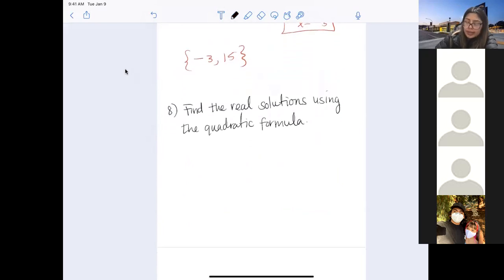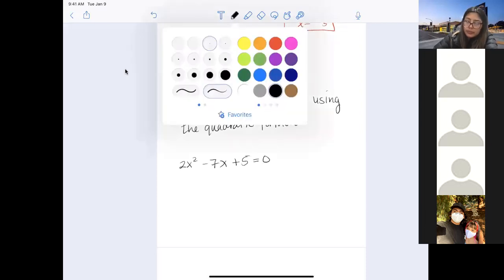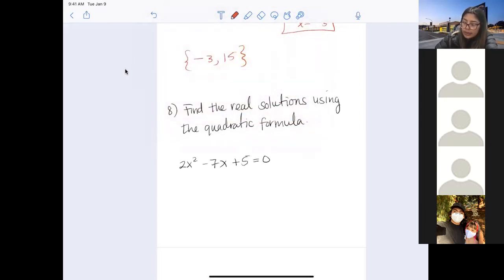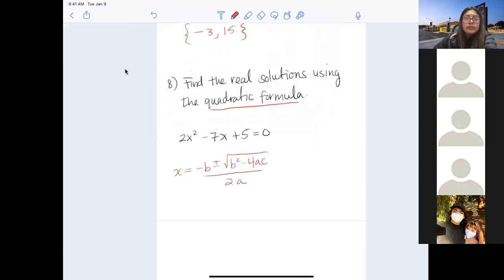So in that case, if we have 2x squared minus 7x plus 5 equals 0, that right side always has to be 0. So what is the quadratic formula? x equals negative b plus or minus the square root of b squared minus 4ac, all over 2a. That is the quadratic formula.